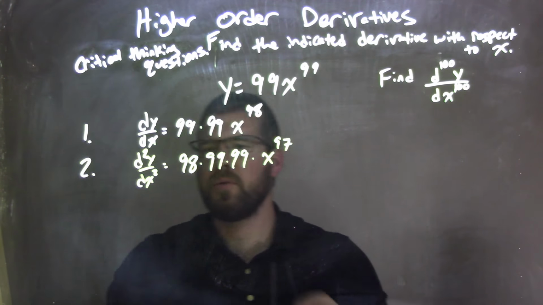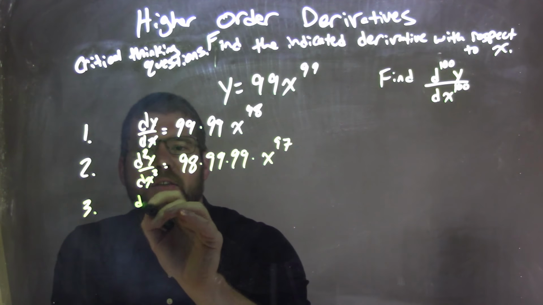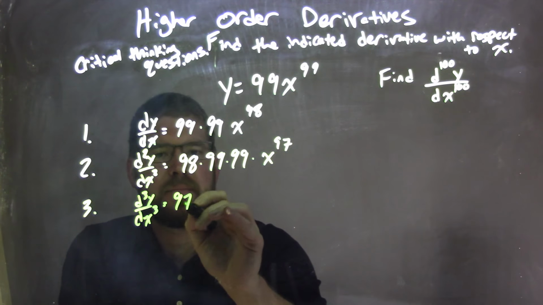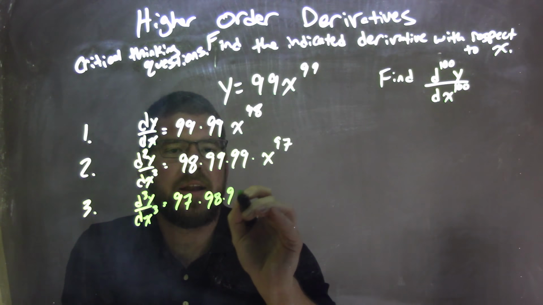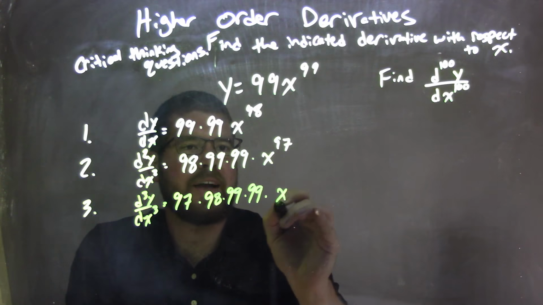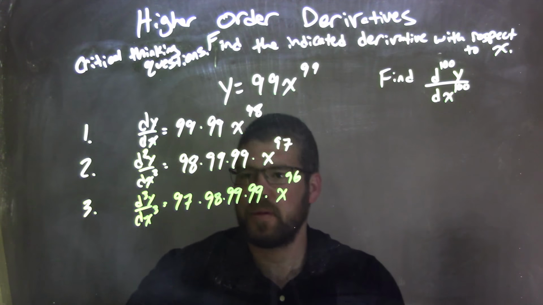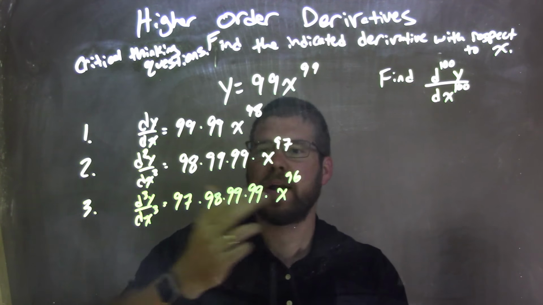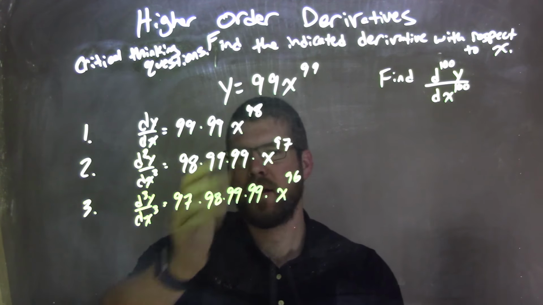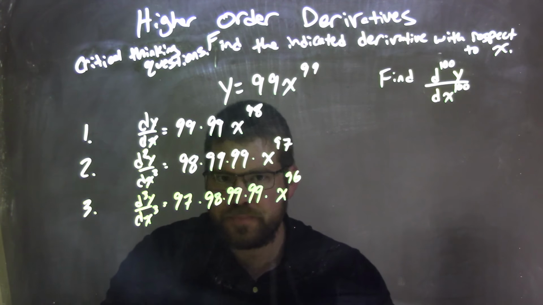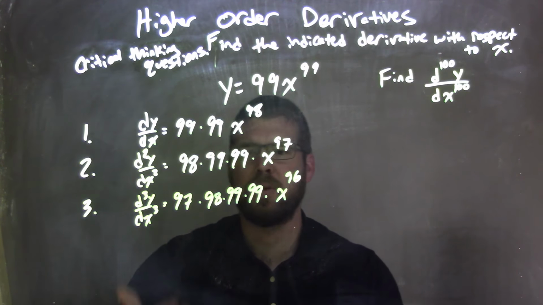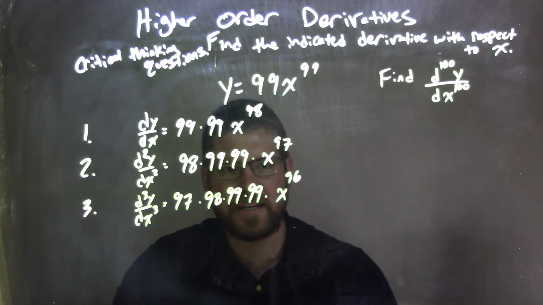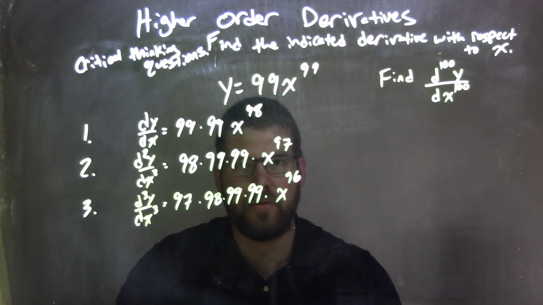We keep doing this to a third one, d to the third power y over dx to the third power: 97 comes down times 98 times 99 times 99 times x to the 96th power. As I keep taking derivatives, we keep subtracting our exponent by 1 and multiplying it down. Now let's try to predict what's going to happen when we get down to the 100th derivative, or the 99th derivative.